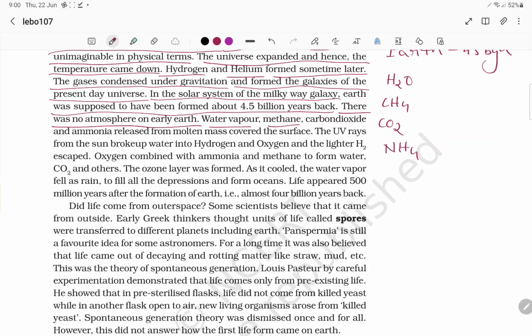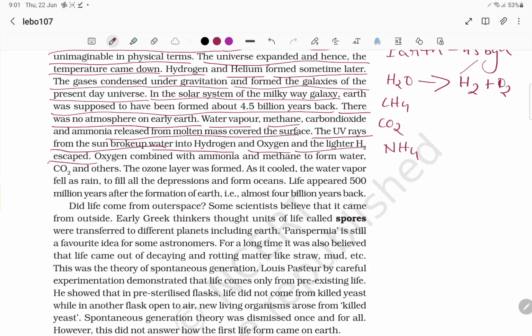So we have CH4, NH3, CO2, H2O. So it's released from molten masses covering the surface. From the molten masses, methane, ammonia, carbon dioxide and water vapor. The UV rays from the sun broke down the water into hydrogen and oxygen. So the UV rays give H2 and O2. And the lighter H2 escaped.